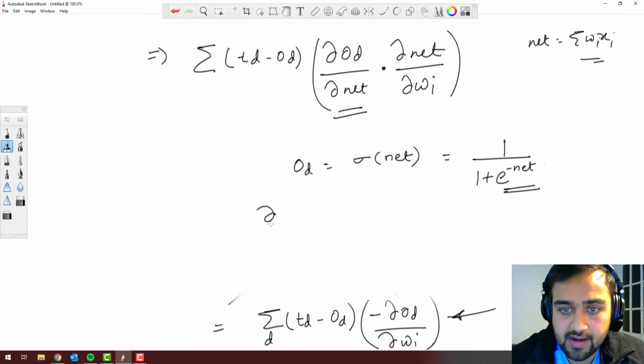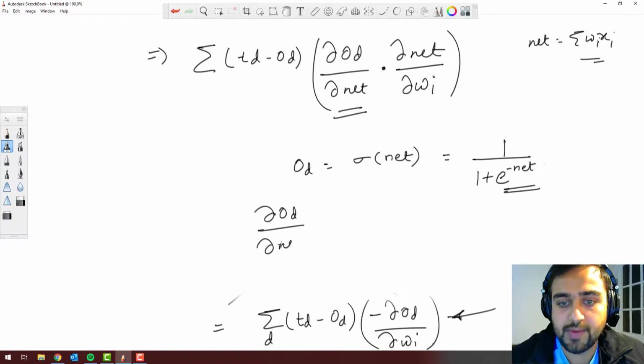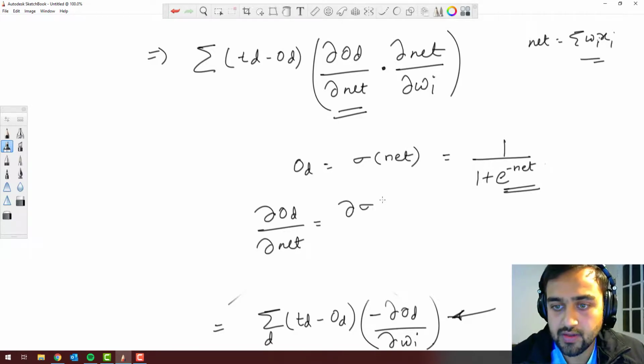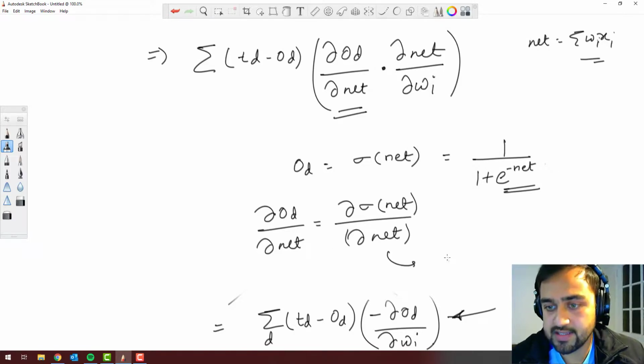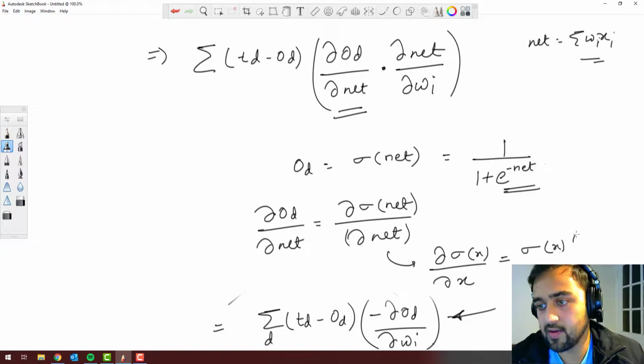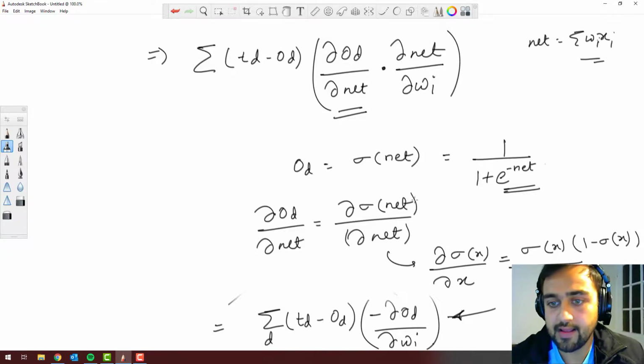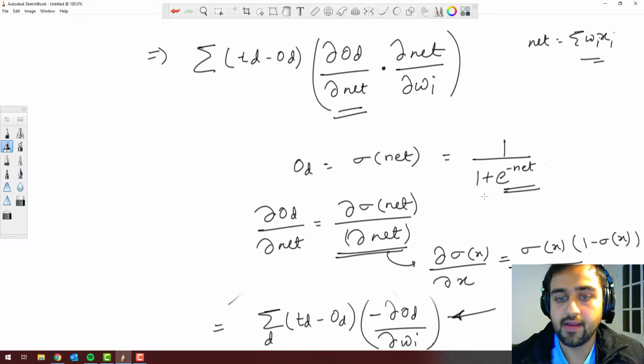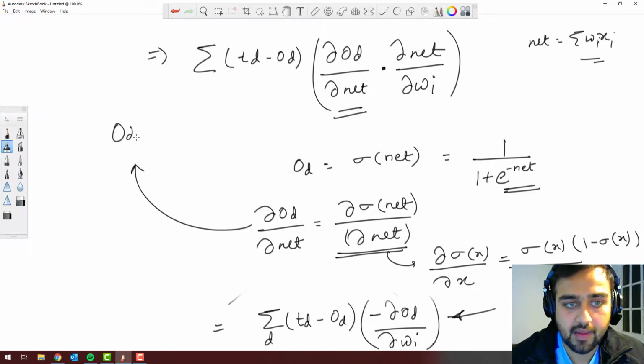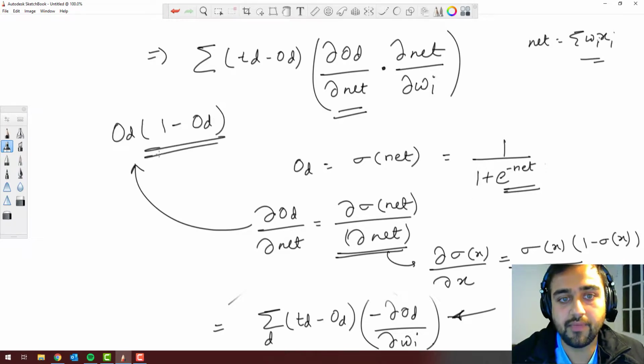And if we differentiate od with respect to net, we would get a result similar to the one we got earlier. And what was the result? We got the result as this. So now if you're considering sigma of net and we're differentiating it with respect to net only, we would get as a result od times 1 minus od. Pretty straightforward, pretty simple. We're just differentiating it with respect to net.